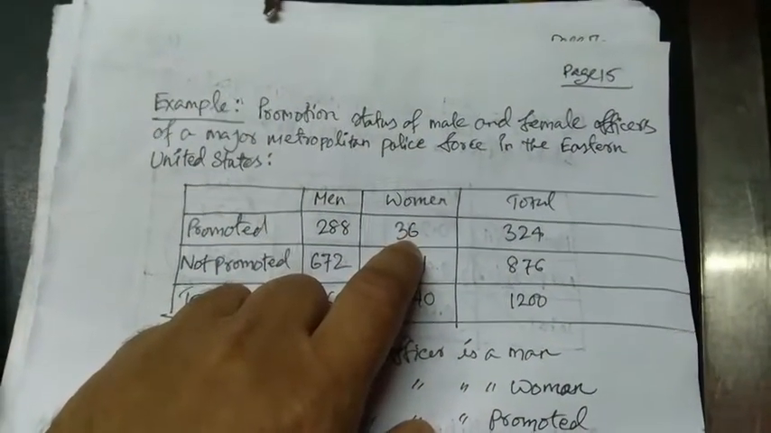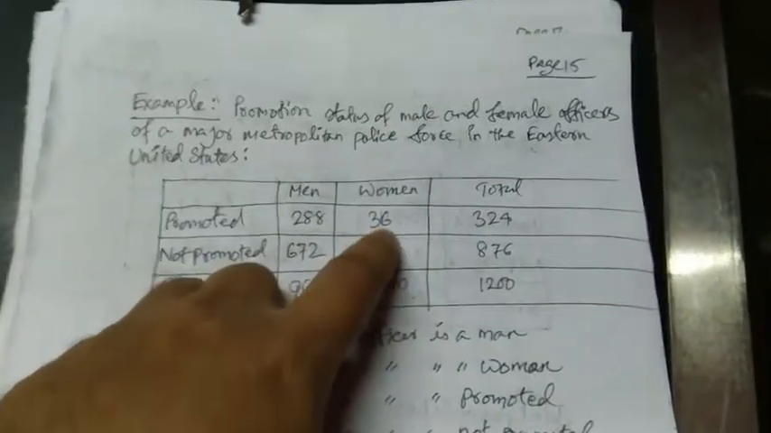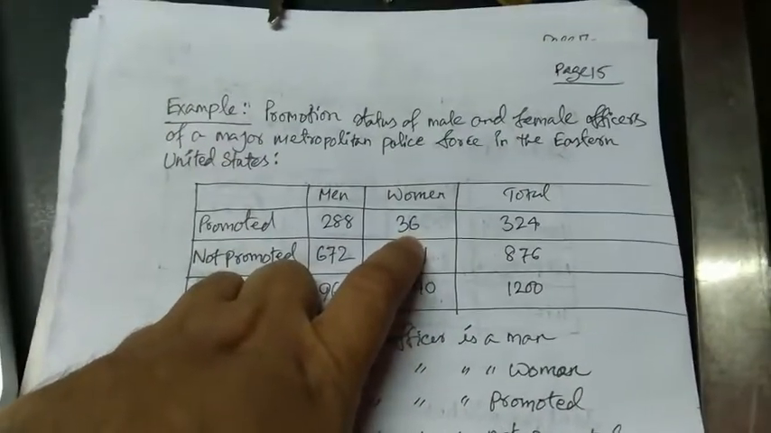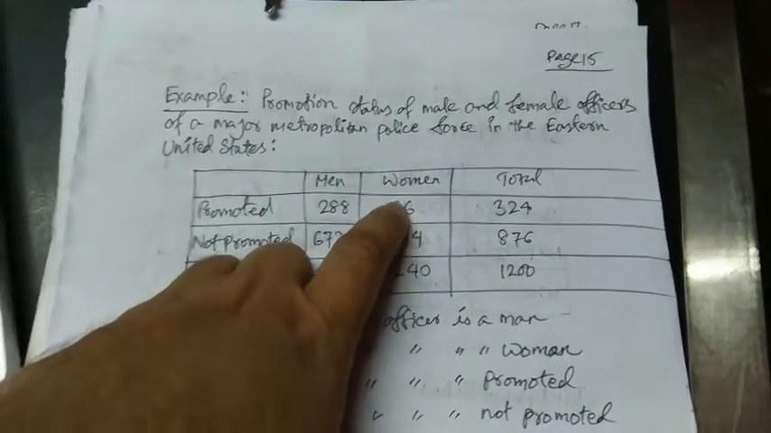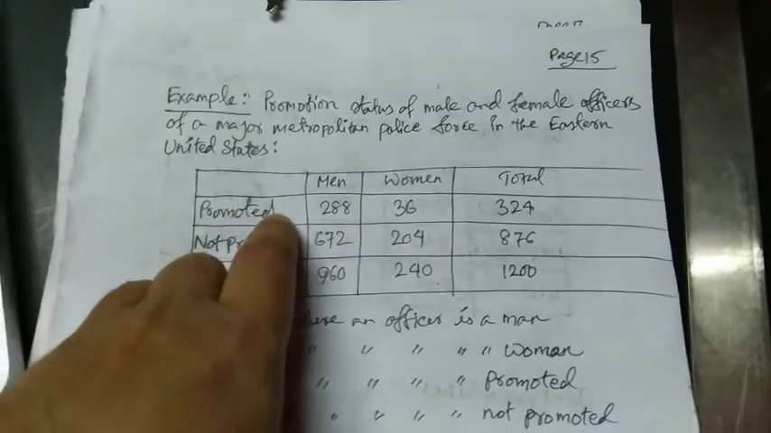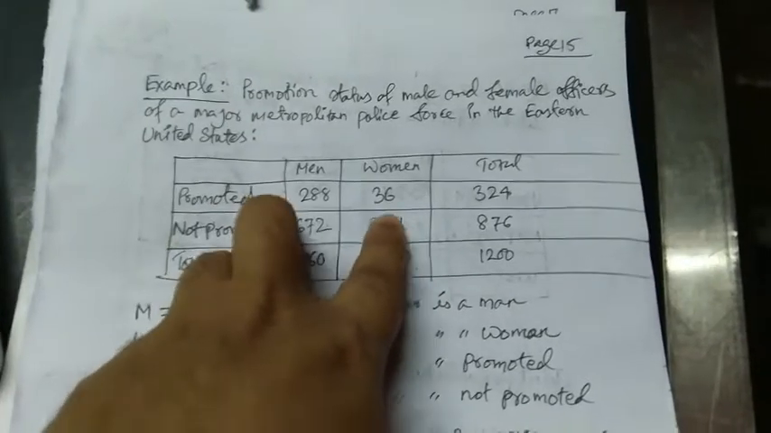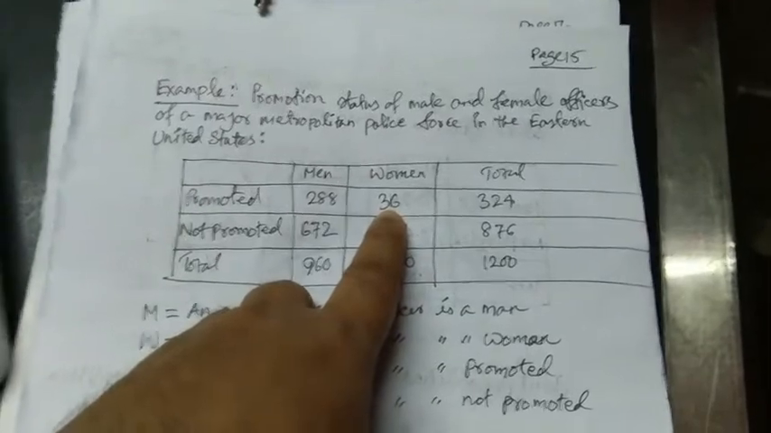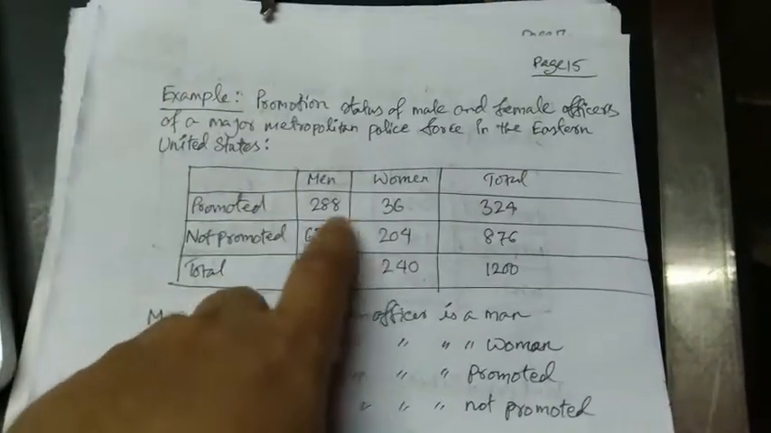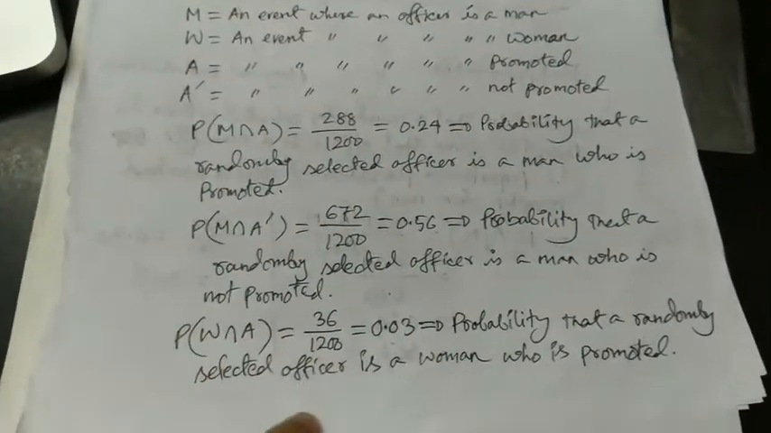this one is woman. Woman means event W and promoted means A. So 36 women got promoted. That means 36 employees are women, and also got promoted, that means A. So this is the cell of W intersection A. These are the officers who are both W and A. So W intersection A is 36, and the probability of W intersection A is 36 divided by 1200. Right, so this is the probability.